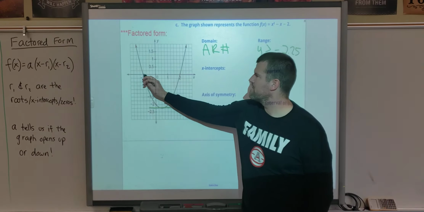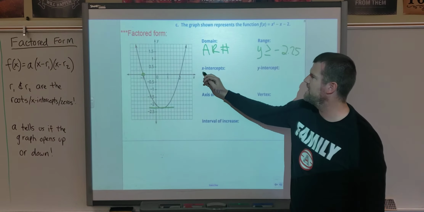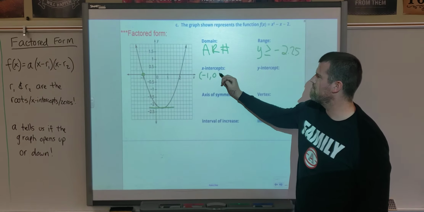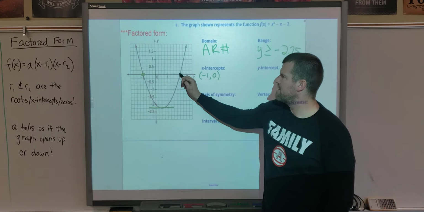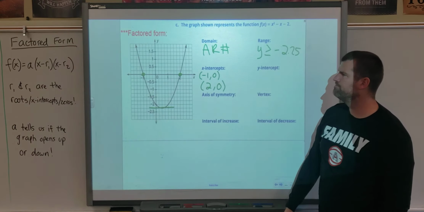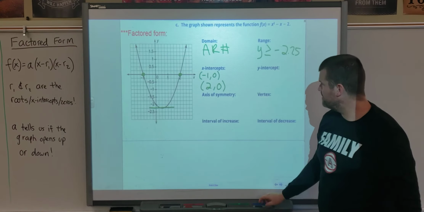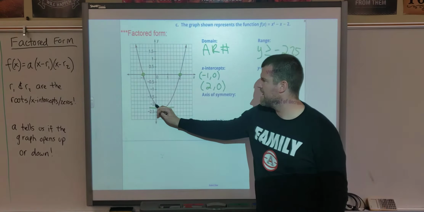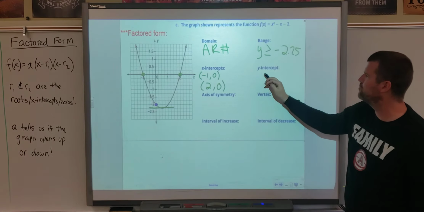Our x-intercepts, we just look on the graph. That one's at -1, so -1, 0. And this one is at +2, that's an intercept of 2, 0. Our y-intercept, we just look to see where it crosses the y-axis, which is right here at -2.